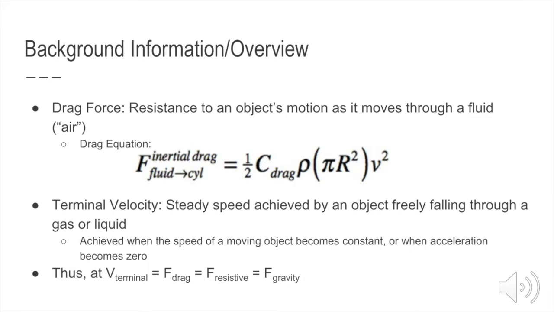The terminal velocity is defined as the steady speed achieved by an object freely falling through a gas or liquid. That's achieved when the speed of a moving object becomes constant or when acceleration becomes zero. Thus, at terminal velocity, F drag, or F resistive, is equal to F gravity.